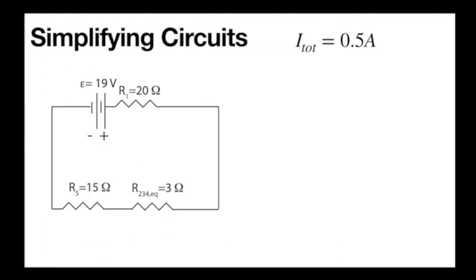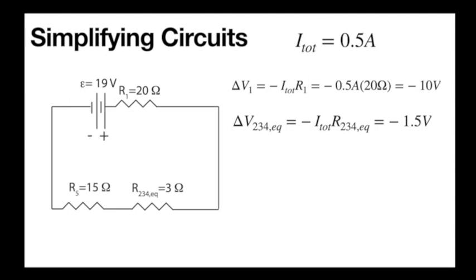So now we know there's half an amp going through this, and there's nothing special going on here. We just have resistors, and we know that the voltage drop across resistors is just minus IR. So for delta V1 across R1, it's just minus I total times R1. That comes out to minus 10 volts. For delta V234, same thing, but subbing in 3 ohms, we get minus 1.5 volts. For delta V5, very similar. And so we get 3 voltage drops. Again, we're plugging in I total for all of them because in this version of the circuit, the current is the same everywhere. There's nowhere for it to branch off. So I total applies to every resistor.